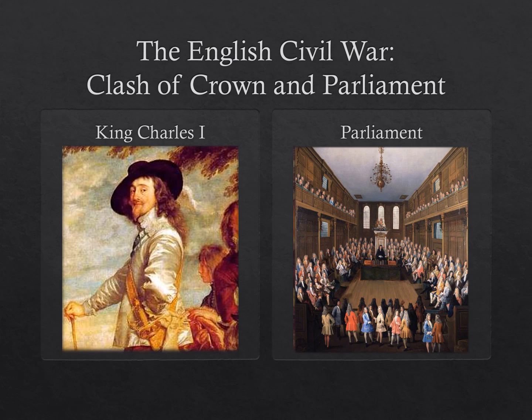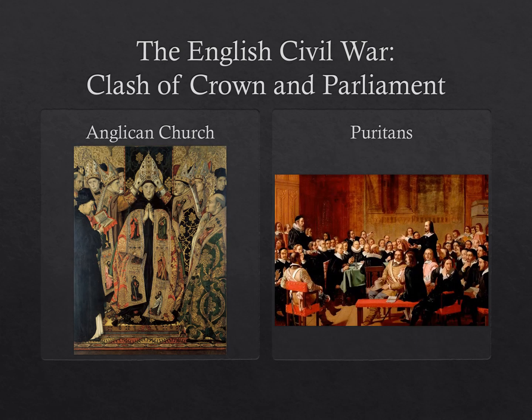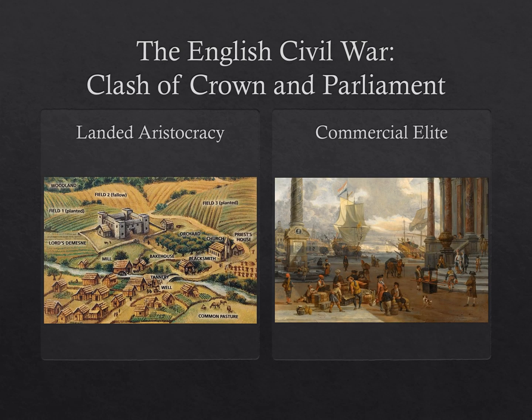Political tensions continued to mount. So these are some of the players. I had forgotten I had made these other slides. So the Anglican Church, you can see there, kind of the more Catholic looking, if you will. The Puritans are maybe more like what you would see looking at an old New England picture. And then we had the landed aristocracy. These are people who have their wealth based on land. They tend to be wedded to the old system. And then the new commercial elite, who are going to back the House of Commons for the most part.